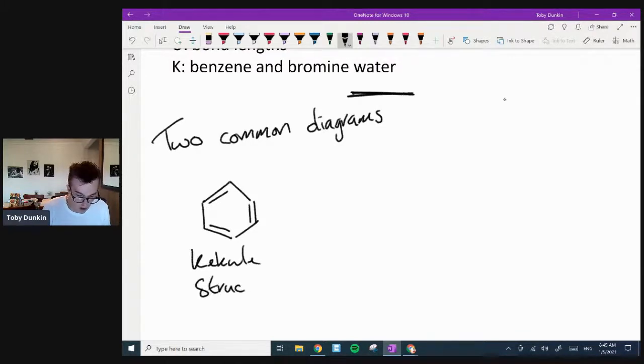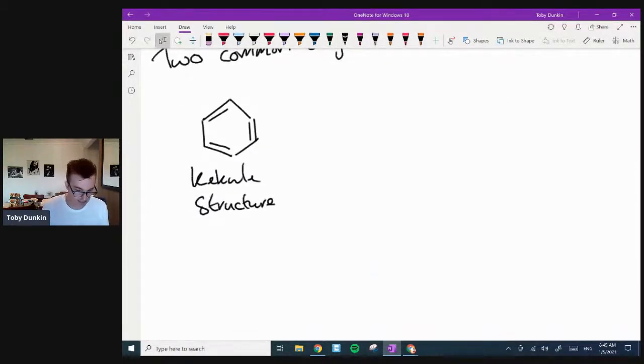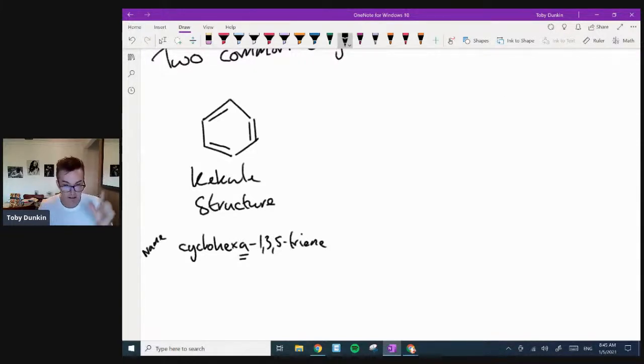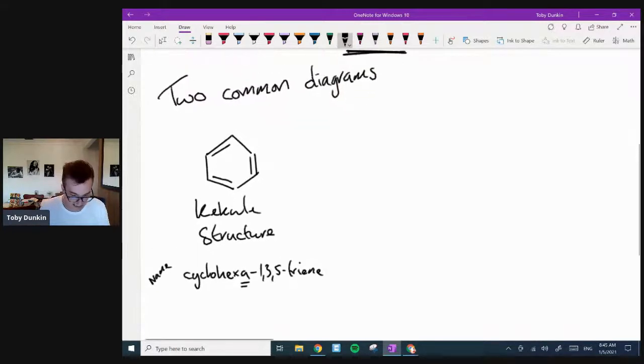Yeah, and if you are asked, and this comes up a lot, if you're asked to name this, it is cyclohexane-1,3,5-triene. That's the one that everyone misses. It is not benzene. Please, please do. Everyone calls this benzene, and it's not.